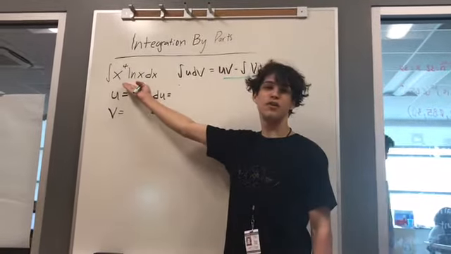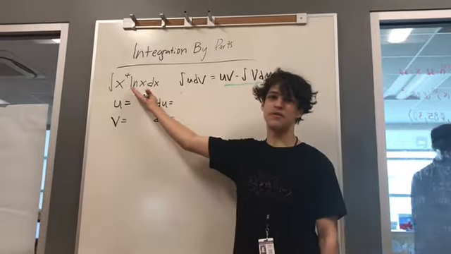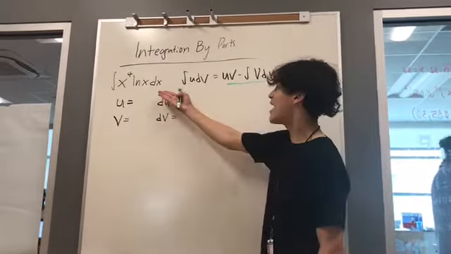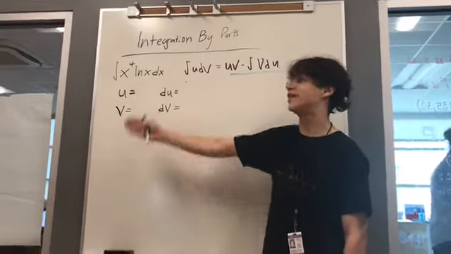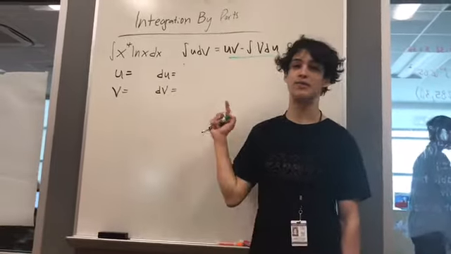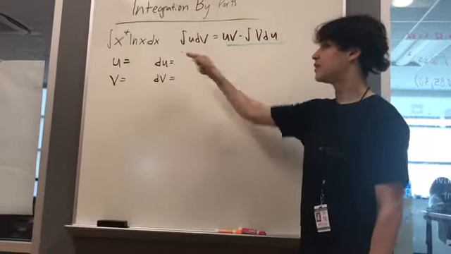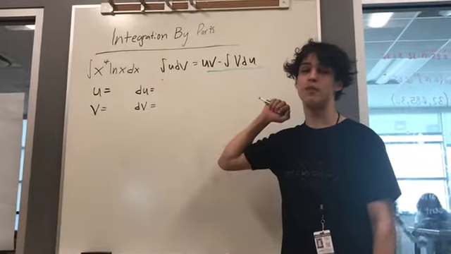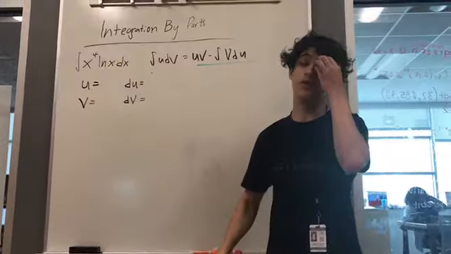If you're not familiar with this ln, it's not just a random variable. It's actually natural log. It's a specific type of logarithm with a particular base. That is relevant to know because we will be either taking the derivative or the integral of it.